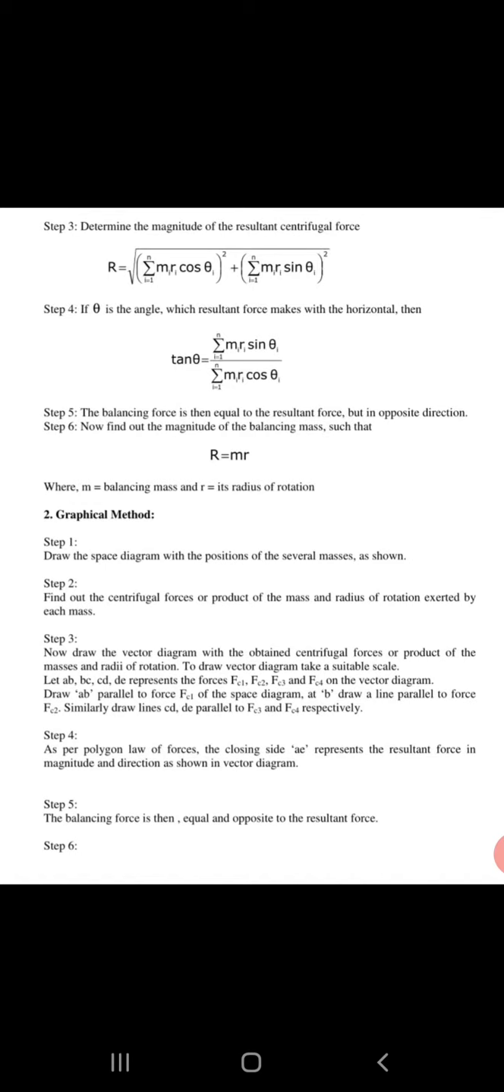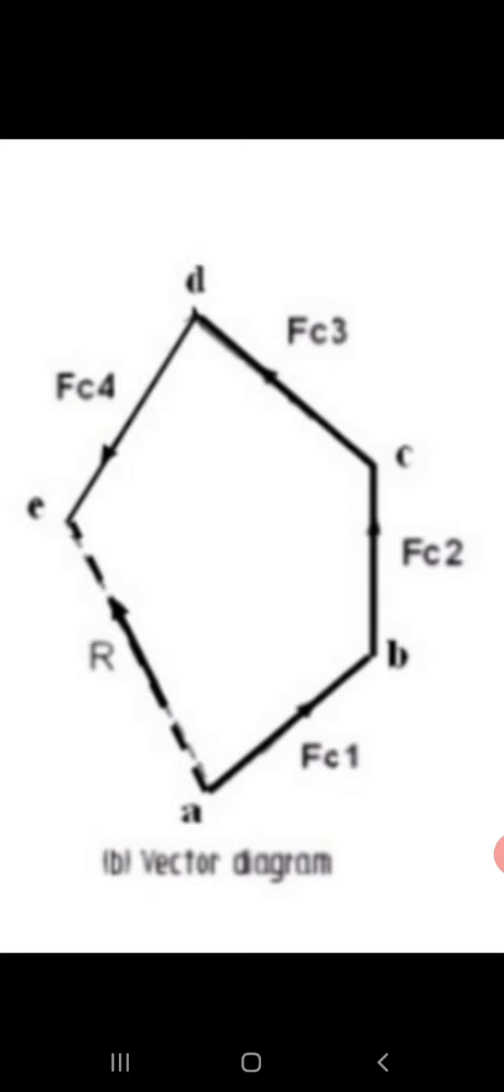After calculating all these 4 centrifugal forces, now we have to draw the vector diagram. To draw the vector diagram, take a suitable scale. First draw AB with the centrifugal force Fc1 at the corresponding angle theta 1 for mass m1. Fc1 is nothing but m1r1, the value that we get after multiplying m1r1. After taking a suitable scale, we draw the line AB at an angle theta 1.